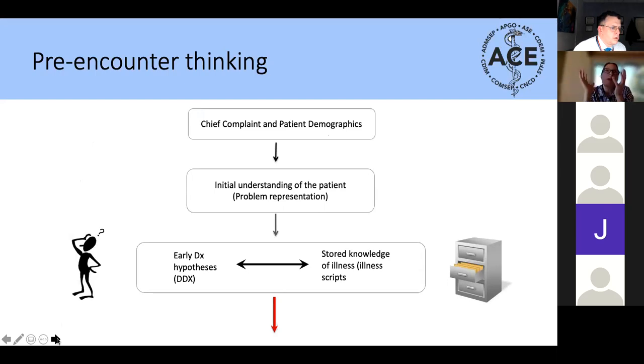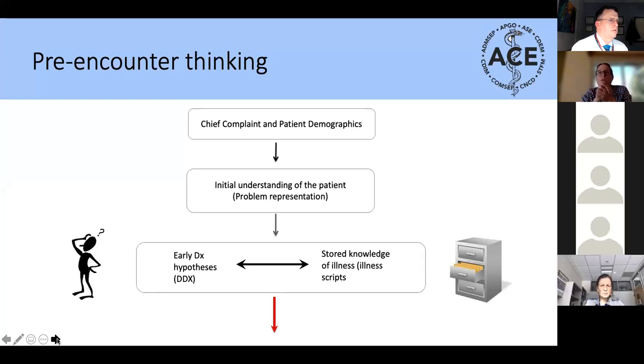And the view of the patient's key features can be thought of as a problem representation in the clinical reasoning literature. That's the term that's used. And once they have that, their minds begin to get going on a very early differential diagnosis just based on chief complaint and demographics. And they start to activate stored knowledge of illness in the form of illness scripts, sort of like a mental file cabinet with maybe 1 page per illness and the key features of each illness there. And all of this is happening before the patient is even seen.